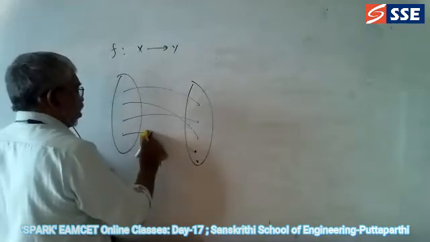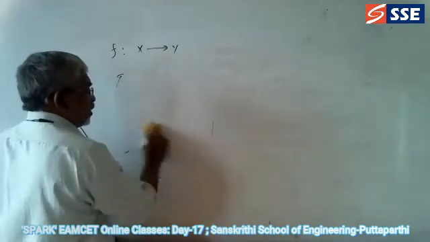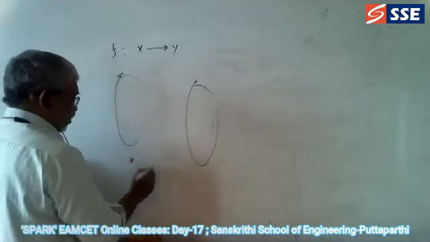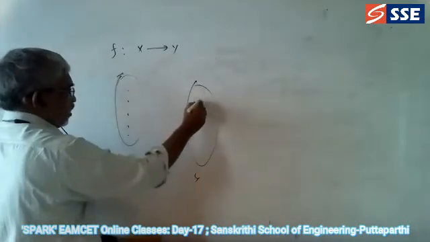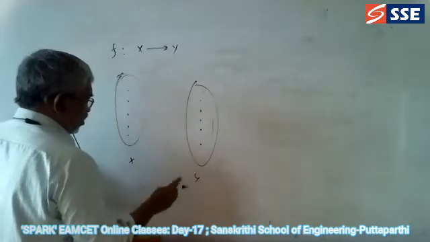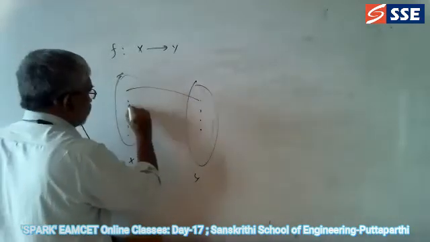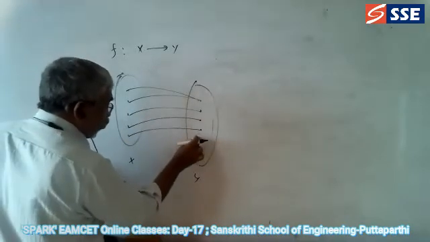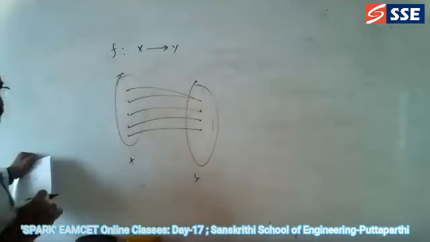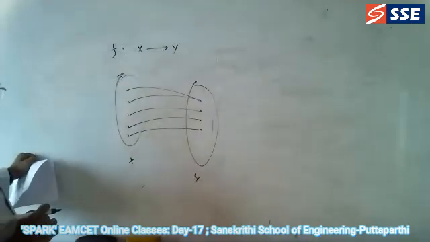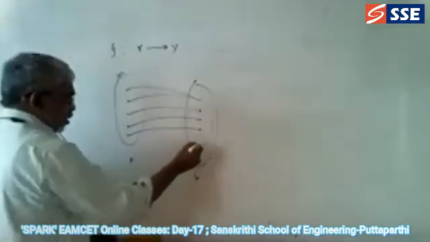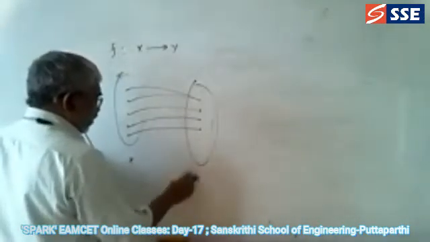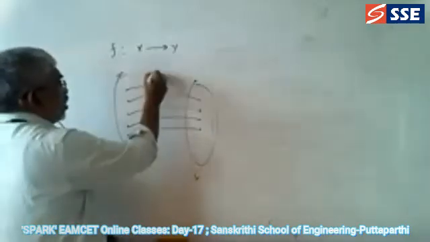Next is onto. Let us take x and y like this. Here it may go like this also, it is acceptable, but for every element in y there must be a pre-image. If some element does not have a pre-image, it is not accepted. So for every element in y there is a pre-image, then it is called onto.